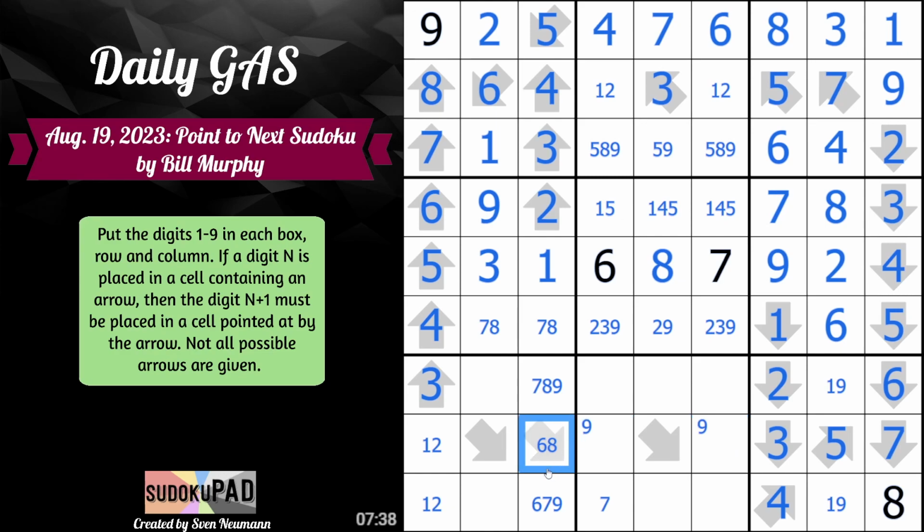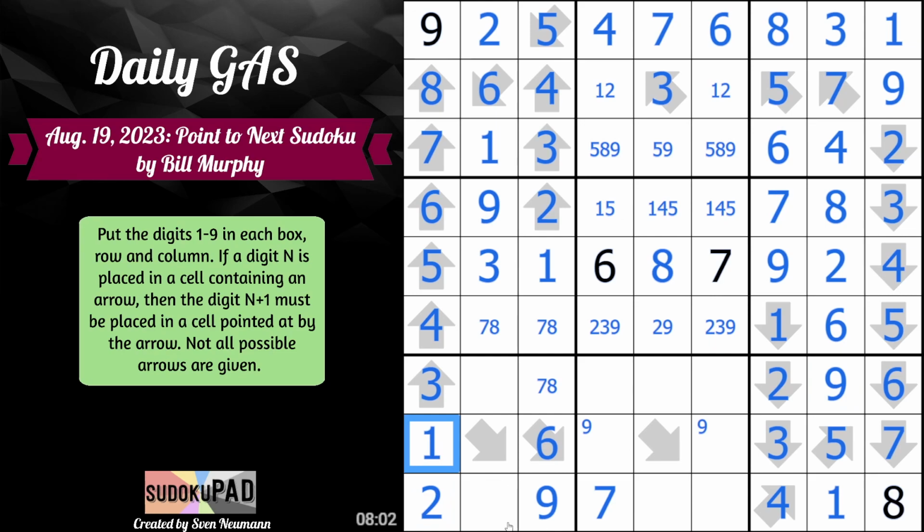So actually, wait a second. Can this be 8? If this is 8, then this is 9. And 8, 9 does not work because if we take the 9 from here, 9 can't go anywhere in this row. So this has to be 6. This is 7. This is 9. After all that, we're left with a 7, 8 pair. Our 1, 9 is resolved though, which is nice.